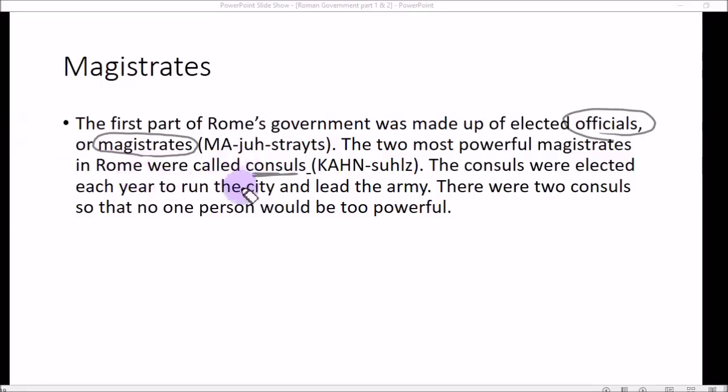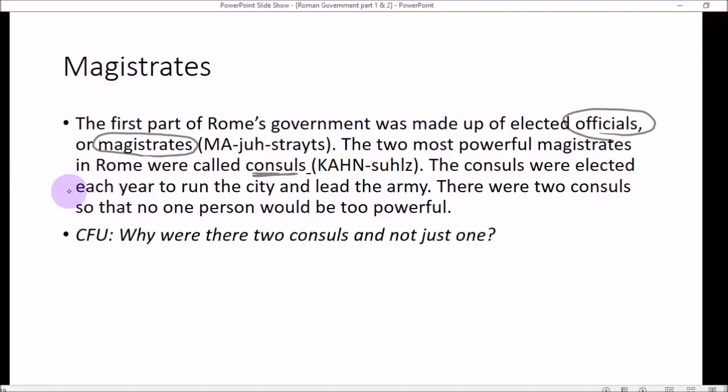So again, consuls were kind of like our president, except there were two of them, and they only ran for one year, I believe, or was it two years? I gotta check on that. Why were there two consuls and not just one? It's a good question.